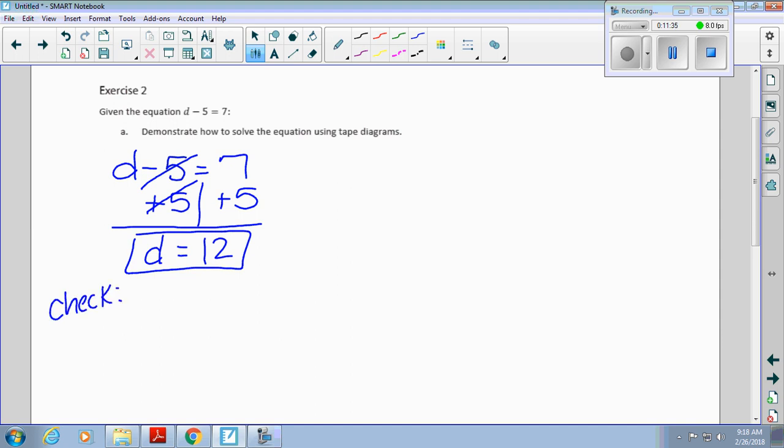All right, first step of our check is to do what? Say it nice and loud, Jasmine. Write the original equation. Very good. Write the original equation. D minus 5 equals 7.